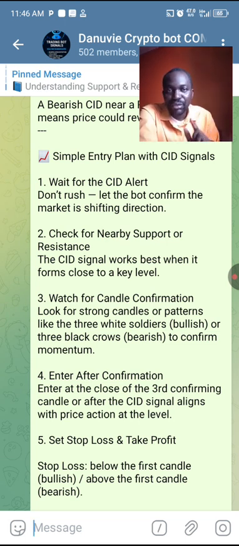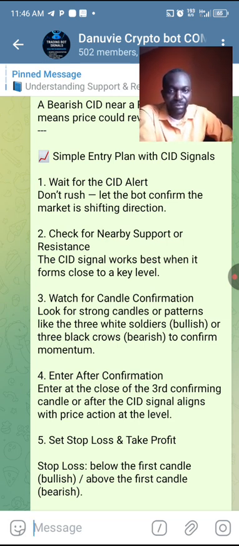So you can see that. Out of the 3 white soldiers, the last candle that forms, that makes it 3 white soldiers, after that candle you enter. Enter the trade after that candle has been formed, and then you set your stop loss below the first candle, set your take profits at wherever you like. That one is at your discretion. So if you want larger profits, you can set it at a higher price. If you want reasonable profits, it's all at your discretion.